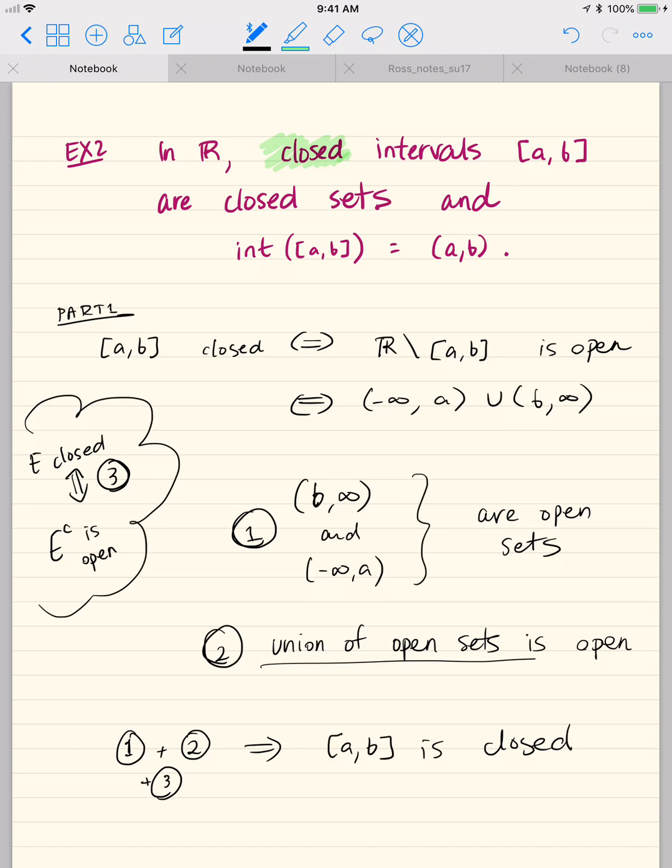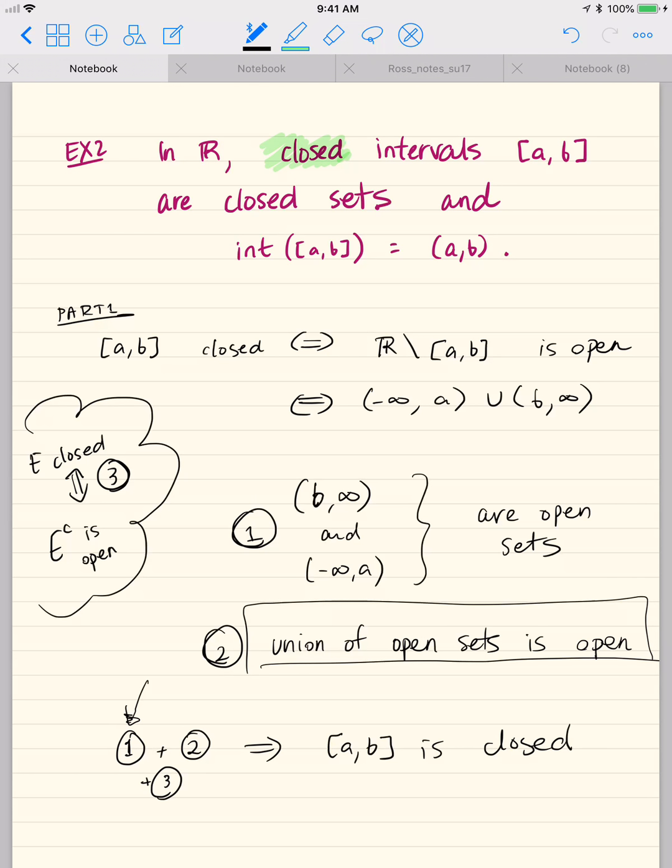Okay, now the fact that the union of open sets is open is part of the second proposition that we stated in class. It was the last part, which is that the union of any collection of open sets is again open. So I'll leave for you as practice to prove that unbounded open intervals are indeed open sets. And then that would prove that closed intervals are closed sets.